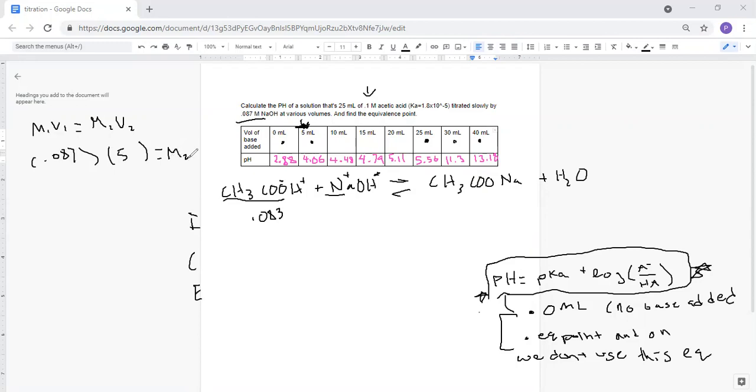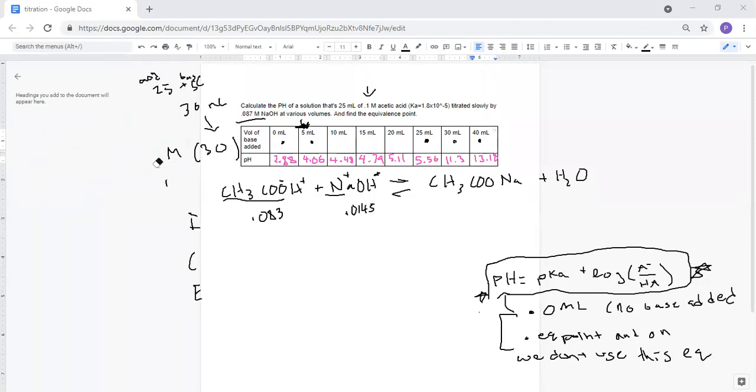We want to know the molarity after. So we're going to put 30 mils here because 30, as we saw from the last one, was the combination of 25 plus 5, the acid and the base. So according to this, our molarity for the base after dilution is 0.0145. So it went down, which is exactly what we would expect. So now that we have molarities, we can actually try to solve our ice table.